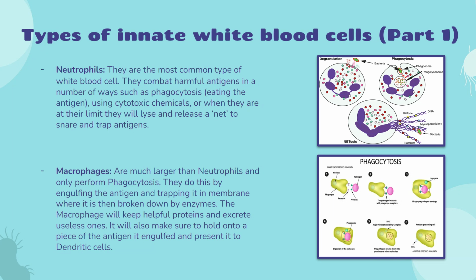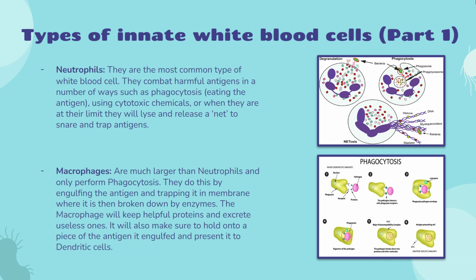Next up are macrophages, which are much larger than neutrophils and only perform phagocytosis. They do this by engulfing an antigen and trapping it in its membrane, where it's then broken down by enzymes. The macrophage will keep helpful proteins and excrete useless ones. Just like how you or me, how we eat food and then get rid of the waste afterwards, that's kind of what you can think of the macrophage as doing here. Of course, it will eventually get quote-unquote full, I believe, but it can eat roughly 100 to 200 bacterial or viral cells before it reaches that limit though.